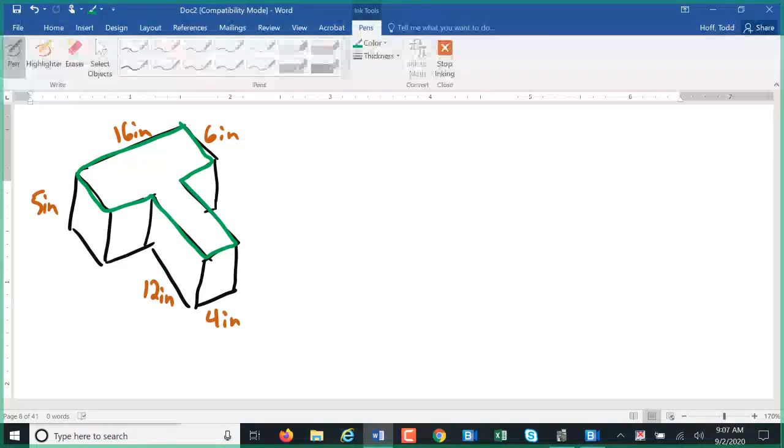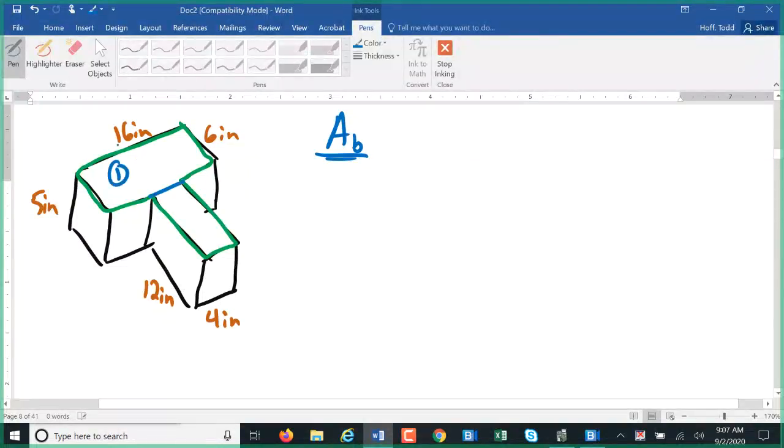So I find the area of that base. I have to do it in sections. I'm going to cut it across here. This piece is 16 by 6.